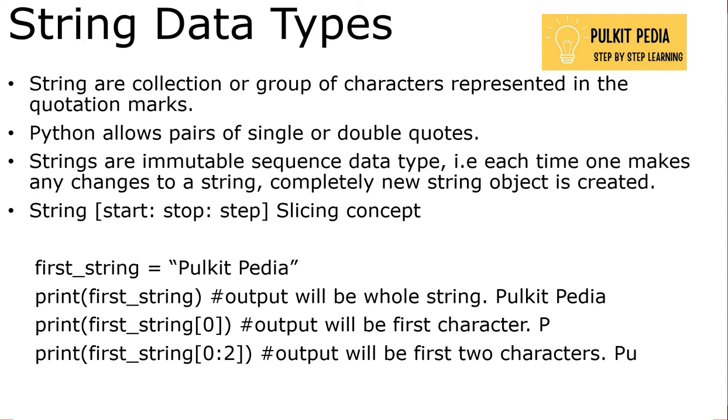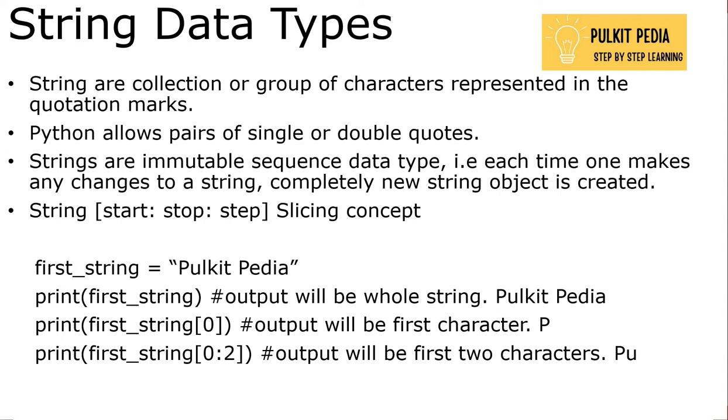What is a string? A string is basically a collection, a group of characters represented in quotation marks. For example, if you put Pulkit Pedia in double quotes, it is a string. Python allows you to put a string in single quotes as well as double quotes. And strings are an immutable sequence data type. What do we mean by immutable? That it cannot be changed.